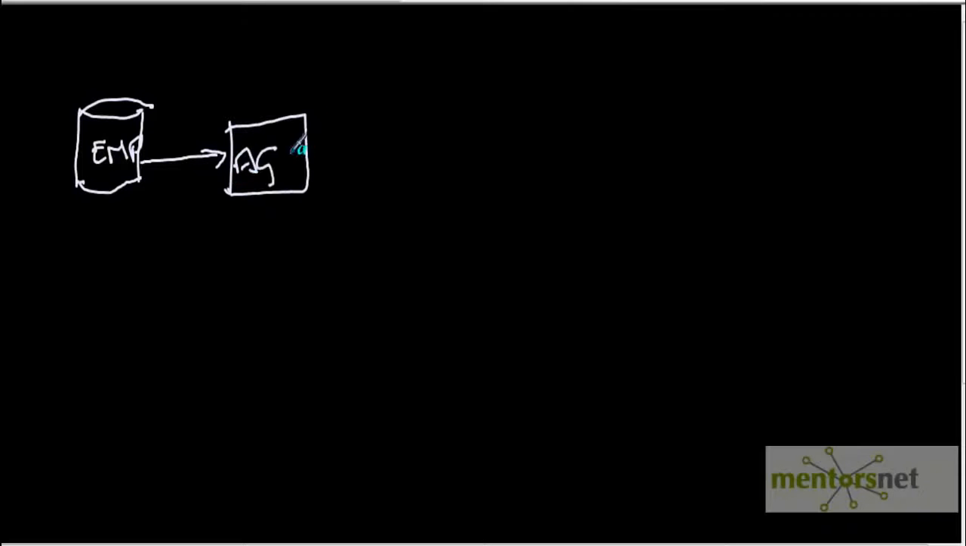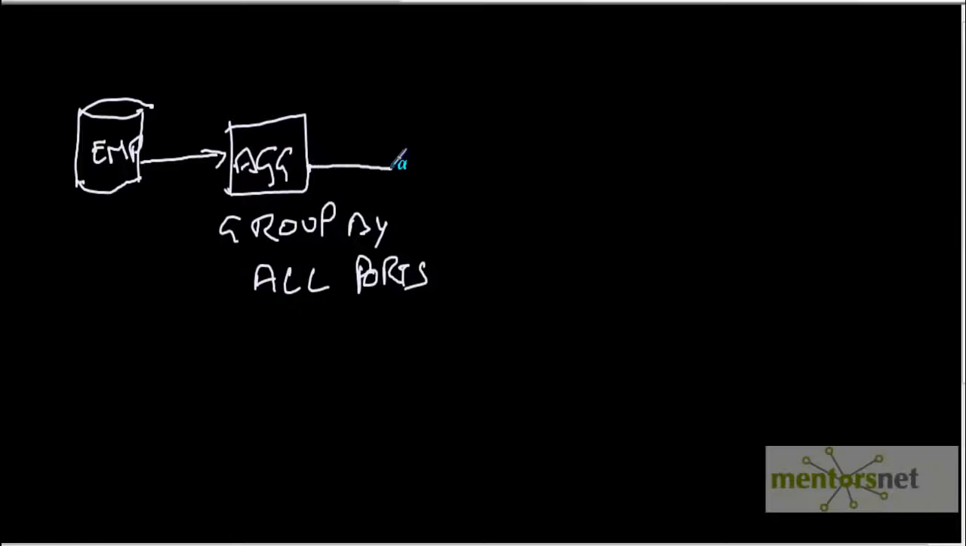Suppose we have a source table, employees, and in this we have some duplicate records somehow, and we want to remove the duplicates. Then we can put an aggregator here and group by all the ports. So basically, if you group by all ports, you can remove the duplicates, and after removing them, you can load into a target table. So let's see how to do that in Informatica.